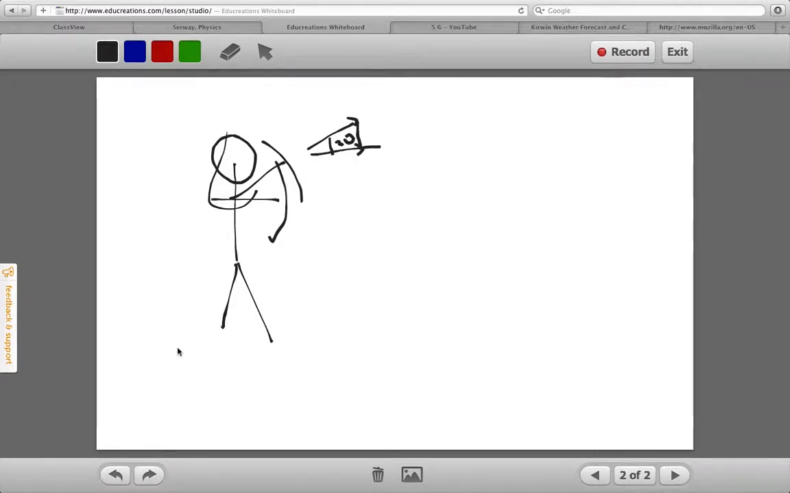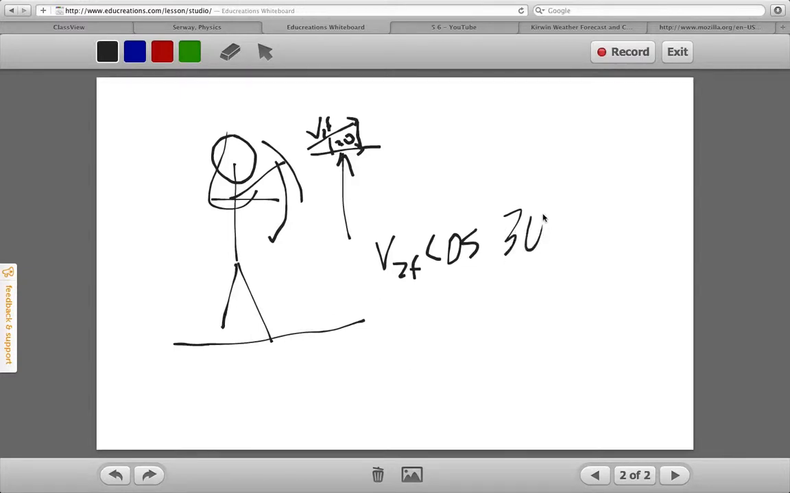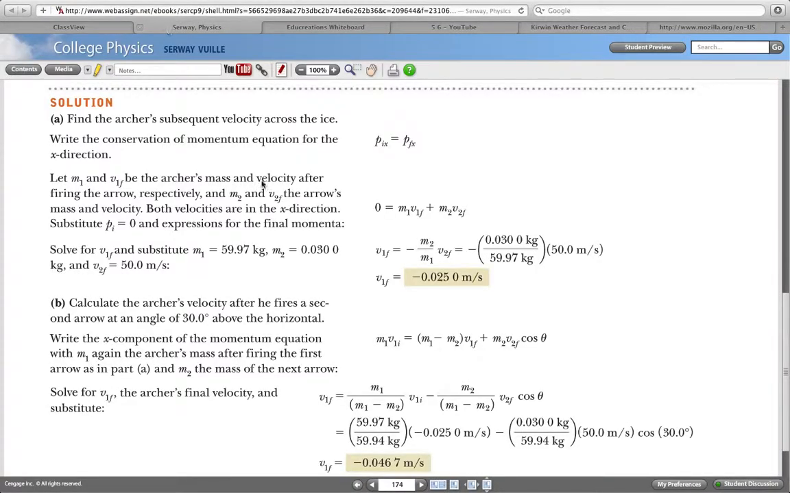If you try to move the person down, you've got this sheet of ice in the way that will stop him from moving. But we need this component right here, and since it is adjacent to the 30-degree angle, and this up here is our, let's say, velocity 2 final, after we've shot the arrow, then the thing that we're interested in, which is right here, is going to be velocity 2 final times the cosine, because it is the adjacent angle, of 30 degrees. So that is how they do that.